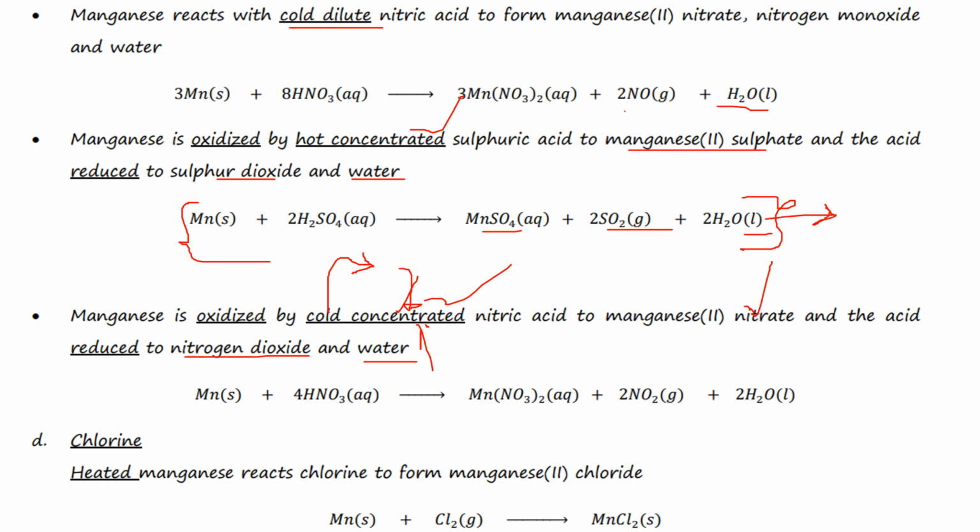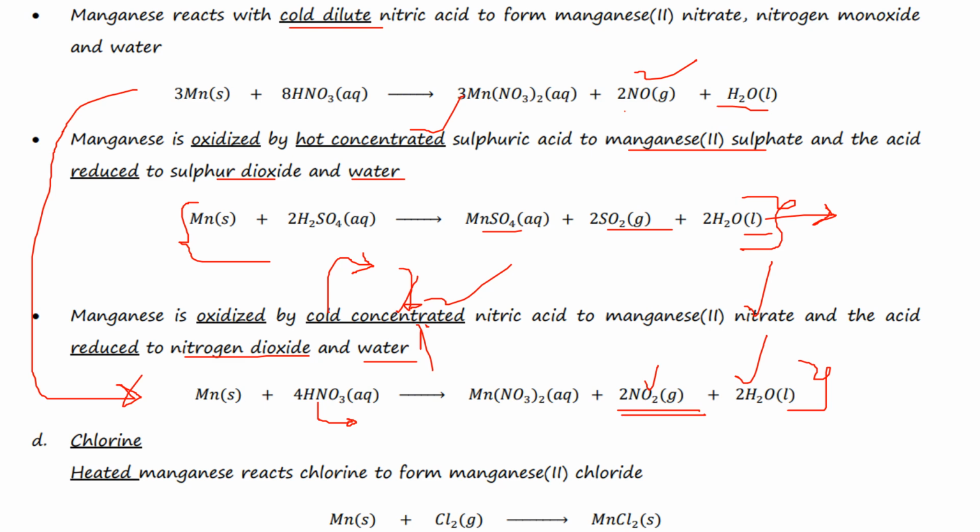Now that's the difference separating the first equation from this equation. When you use dilute, we form nitrogen monoxide, but when you use hot concentrated or cold concentrated, we form nitrogen dioxide. Also, this is a redox reaction. You form half equations for nitric acid. You ionize nitric acid. That means that it's going to be nitrate ions, protons plus electrons to give you nitrogen dioxide and water. Then you balance that half equation.